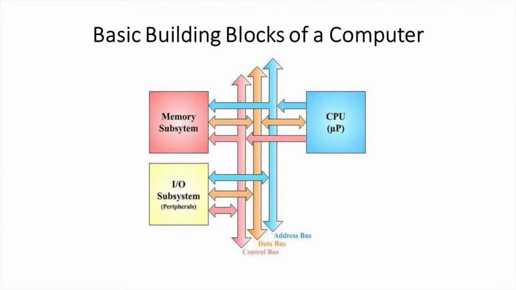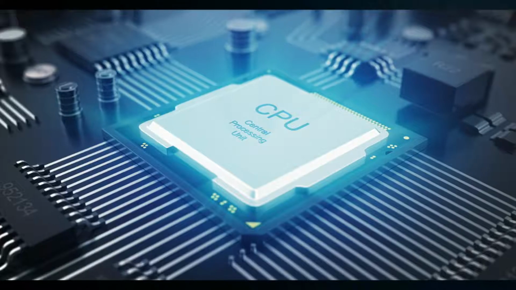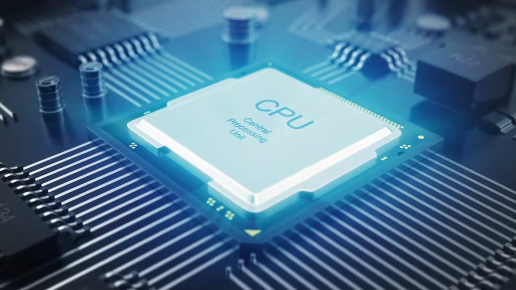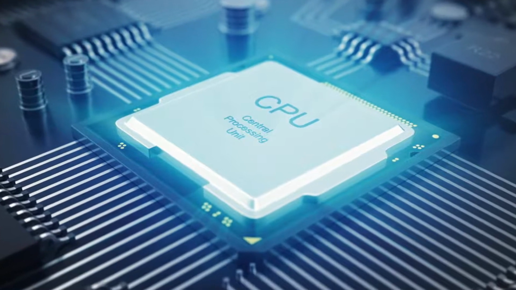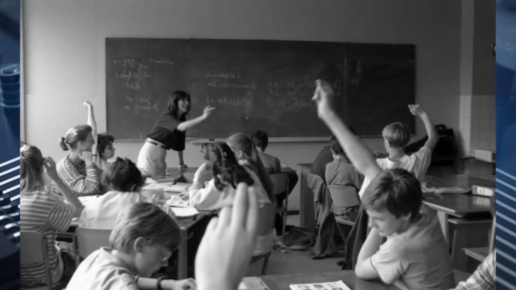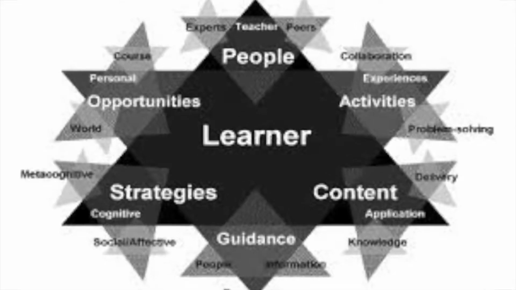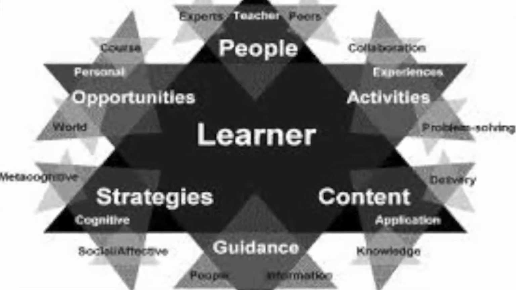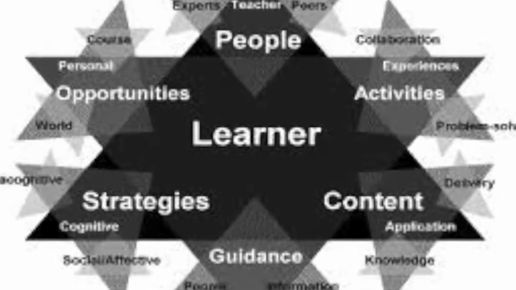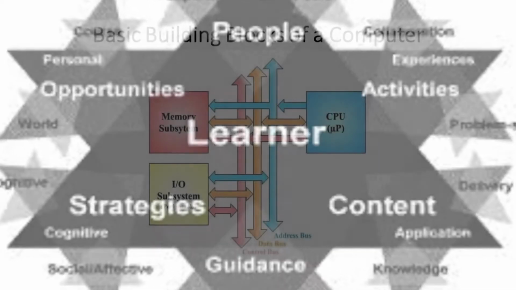The first is the CPU, also called the central processing unit, and it is implemented as a microprocessor, and this is the brain of the computer. Here all the computations take place, and this CPU is also responsible for controlling the entire computer.